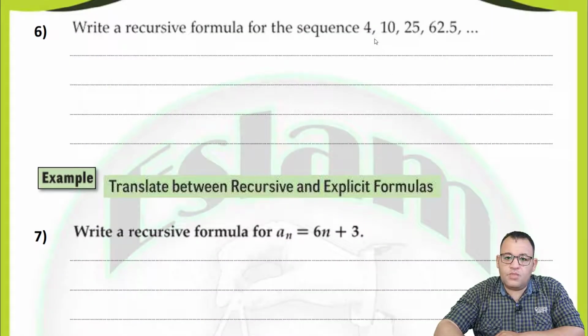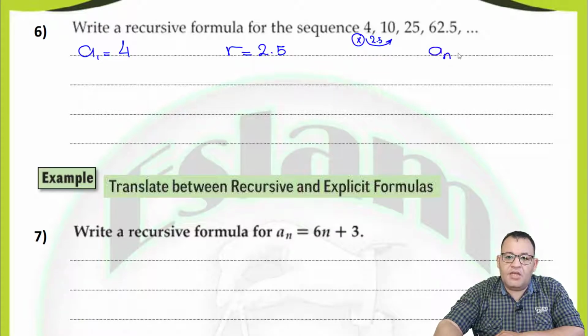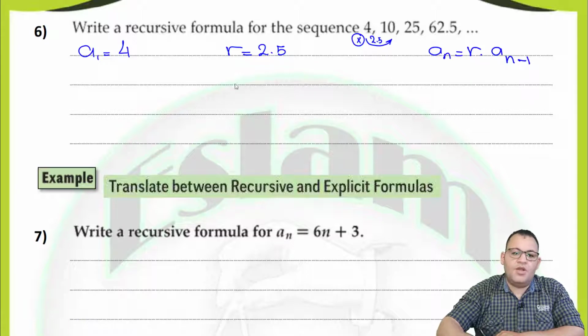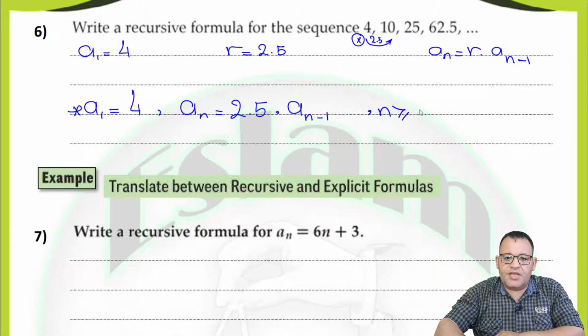Write the recursive formula for the sequence 4, 10, 25, 62.5. At first, we need to find if this sequence is arithmetic or geometric. If you look at the pattern, you will find that you multiply each time by 5 over 2, or 2.5. It means the first term is 4, and the common ratio is 2.5 or 5 over 2. Now we know that an equals, because it's geometric, r multiplied by a(n-1). Now we can write the recursive formula, which is a1 equals 4, where an equals r, which is 2.5, times a(n-1), where n is greater than or equal to 2.